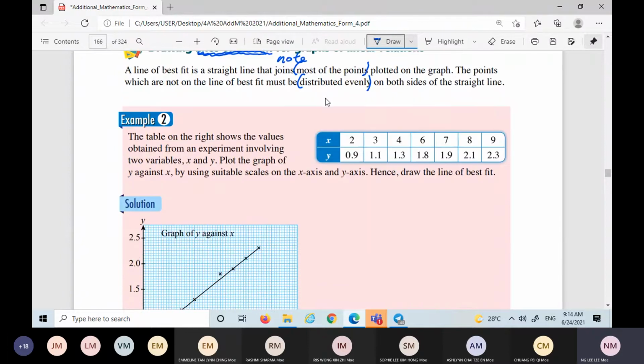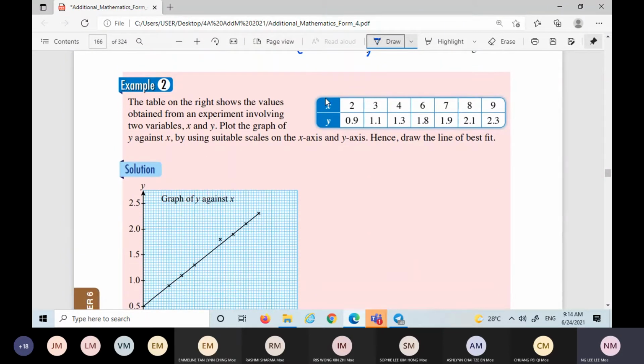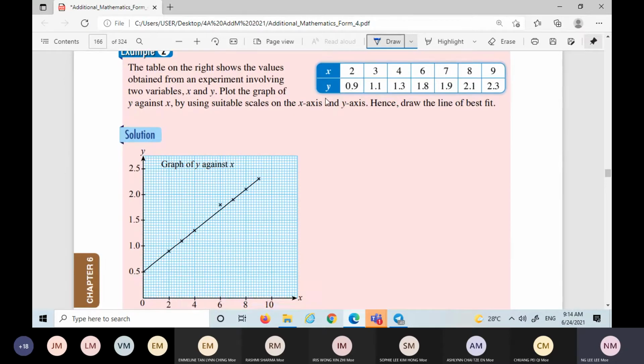Now we look at this second example. The table on the right shows the values obtained from an experiment involving two variables x and y. Plot the graph of y against x by using a suitable scale on the x-axis and y-axis, hence draw the line of best fit. This one you need to do afterwards, and you have to use graph paper. After I go through it with you, it is the homework exercise that you need to do.